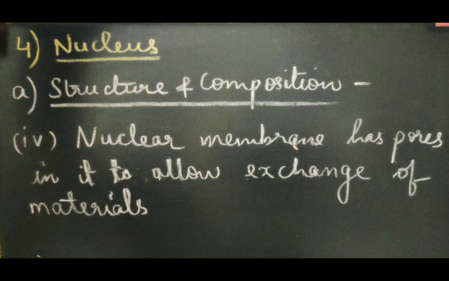The fourth and the last point in the structure and composition of nucleus is that the nuclear membrane has pores in it, and this is to allow the exchange of materials. You must have clearly seen in the diagram also that I have drawn pores in the nuclear membrane.